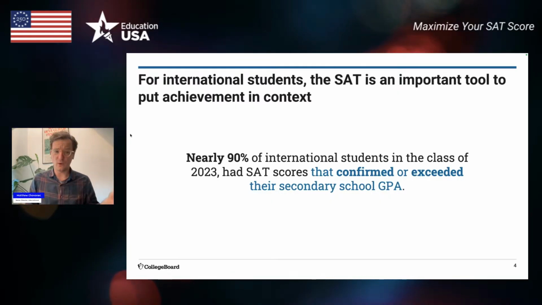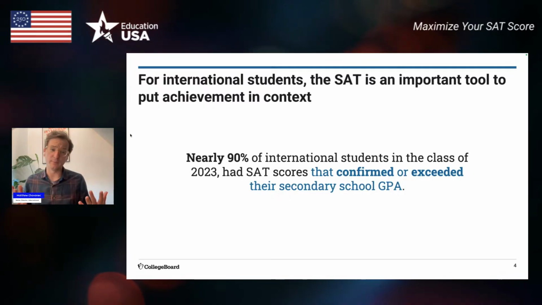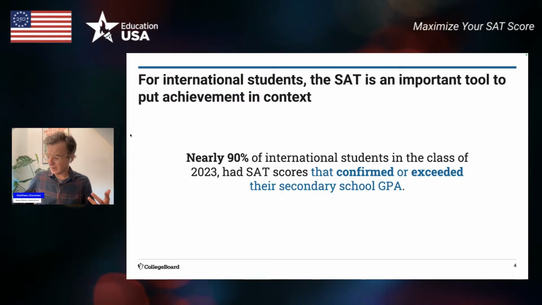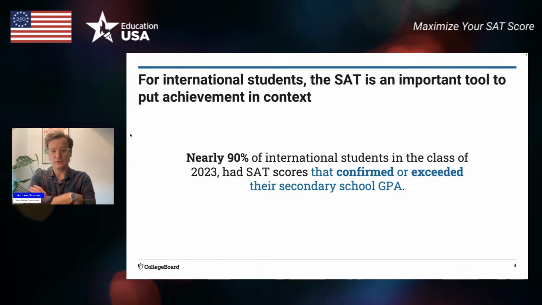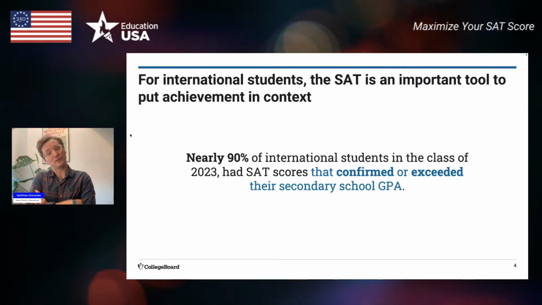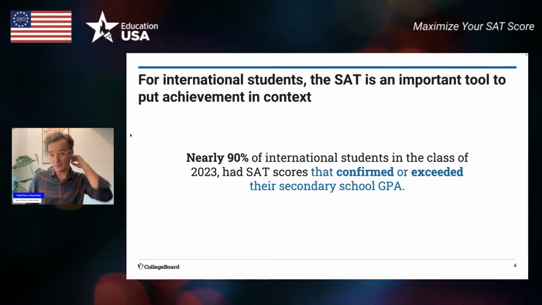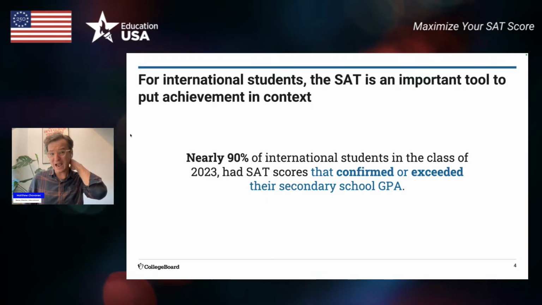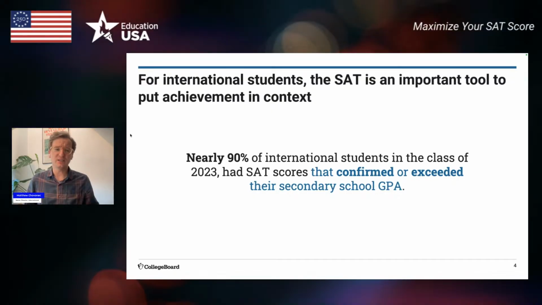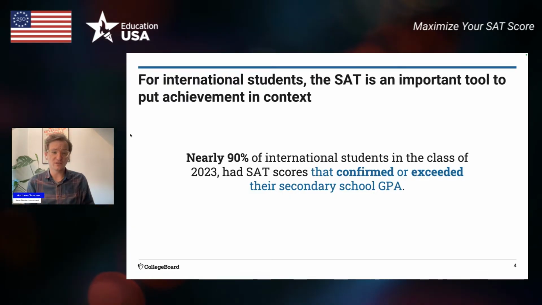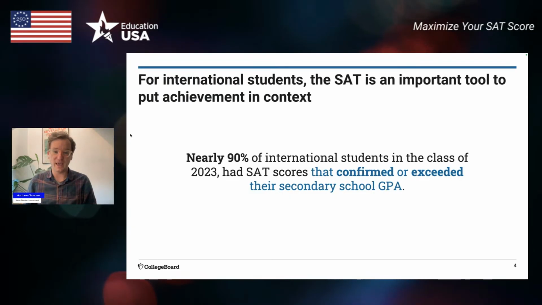Maybe you've done very well in high school. Maybe you got all A's. That's great, but it's very hard for a university in the United States to know exactly what that A means for your individual school. So if you have all A's and also a great SAT score, that's going to make them feel a lot more confident about the grades you had in school. Almost 90% of students from a couple of years ago found that their SAT scores helped confirm their strength as a student, or even showed that they were a better student than the other pieces of their application suggested.